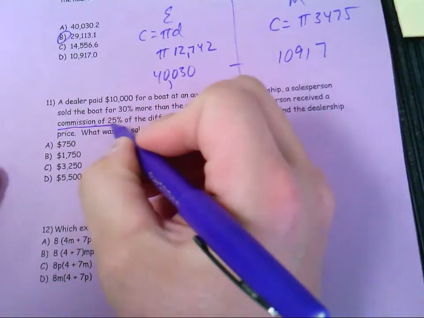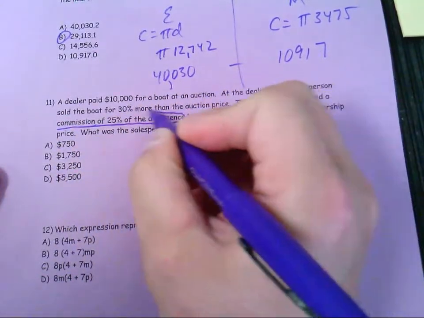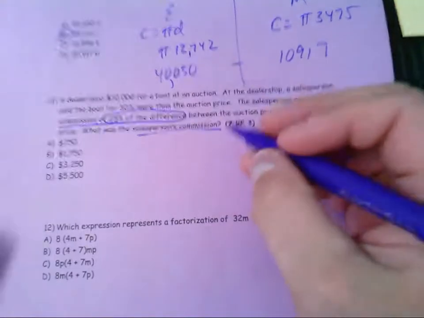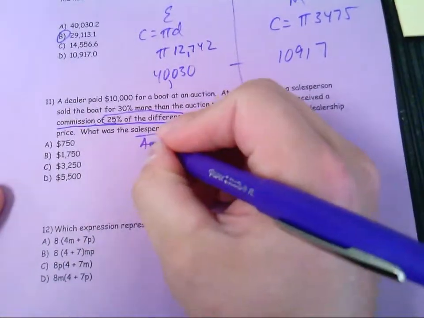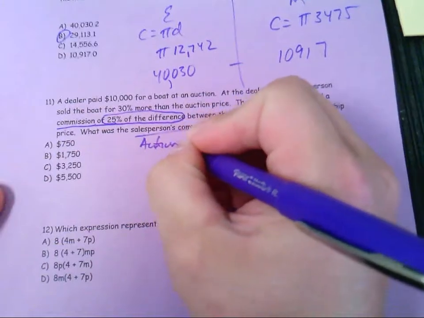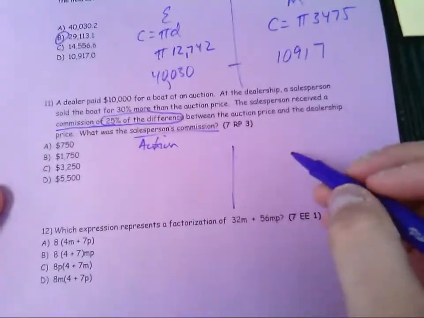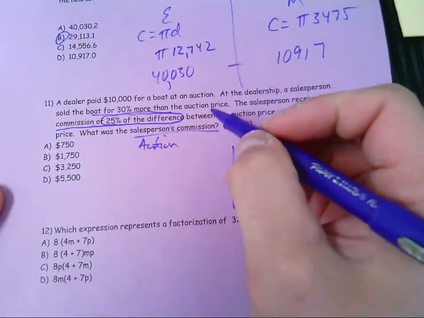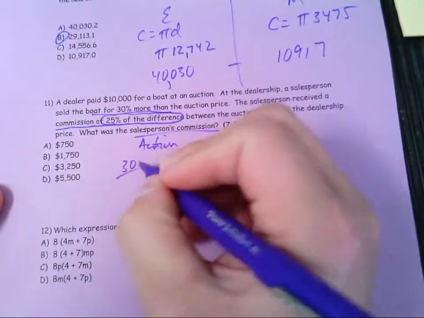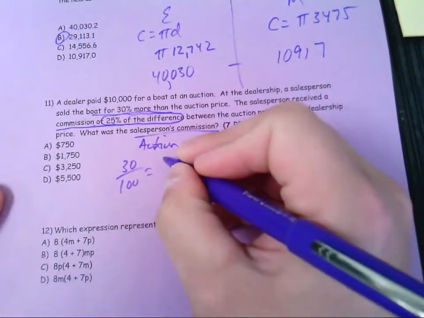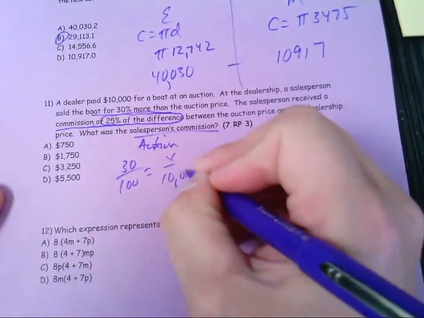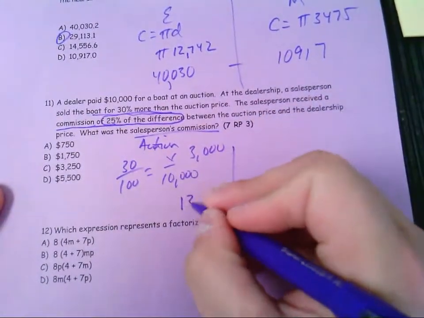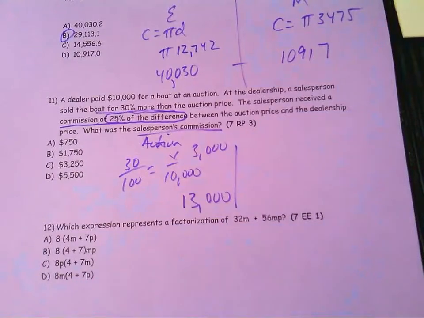A salesperson received a commission of 25% of the difference. What was the commission? There again is the difference. So here's the auction price, $10,000. At the dealership, a salesman sold a boat for 30% more than the auction price. So 30% of the 10,000 would be 3,000. So they sold it for $13,000.